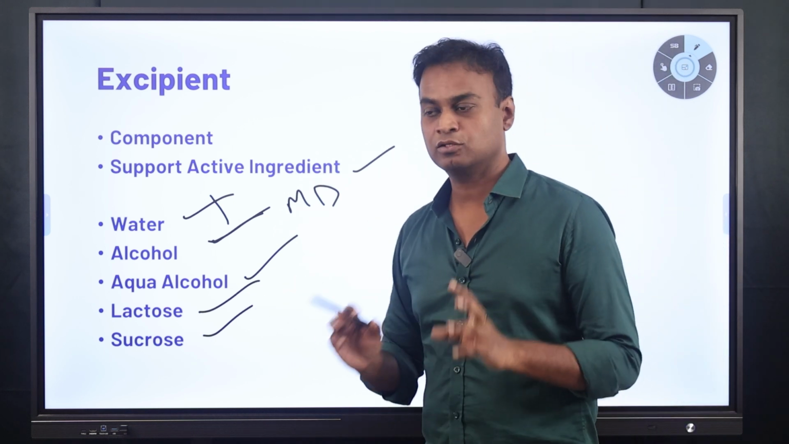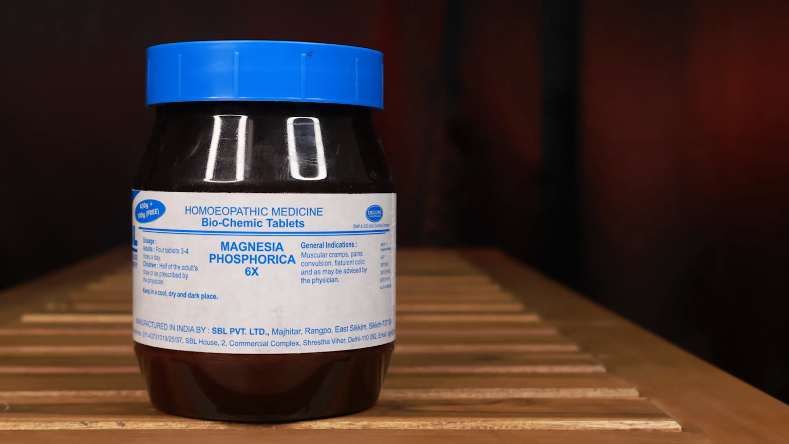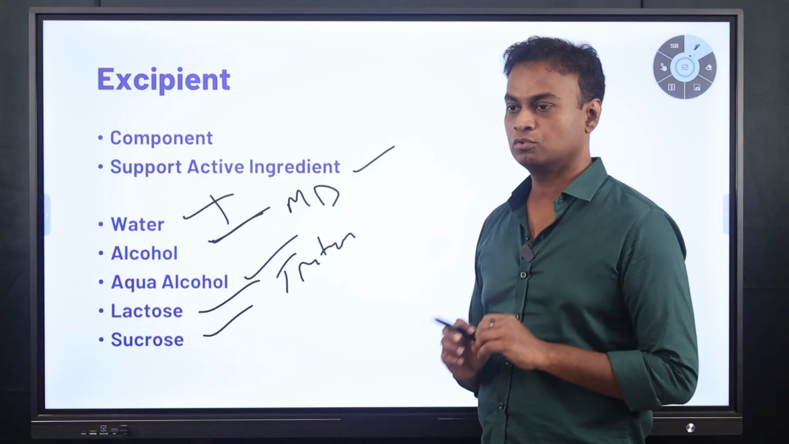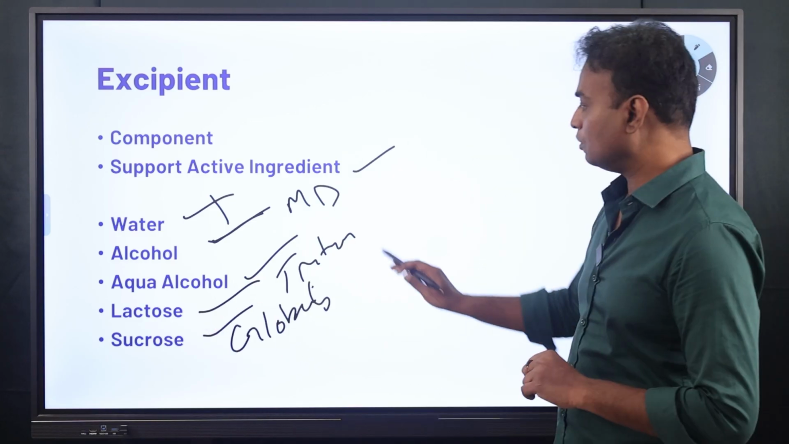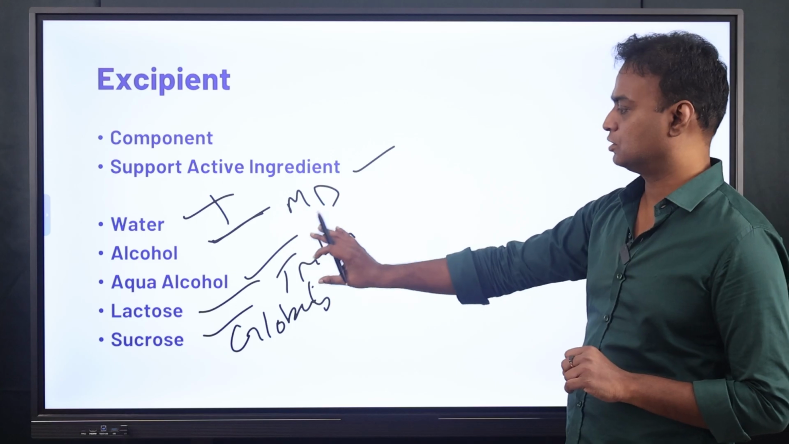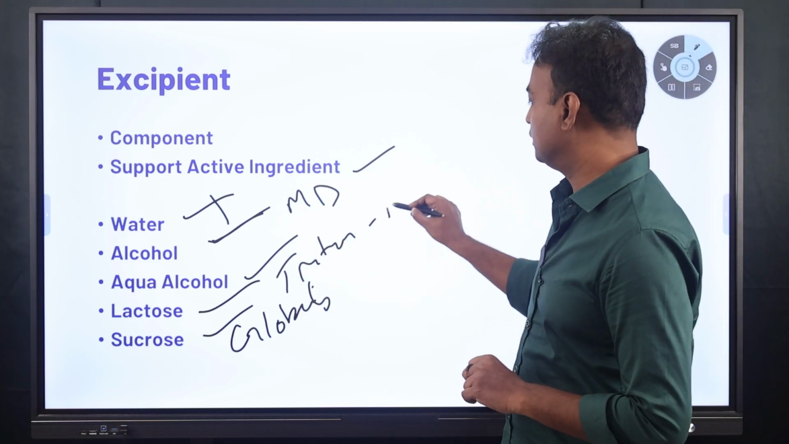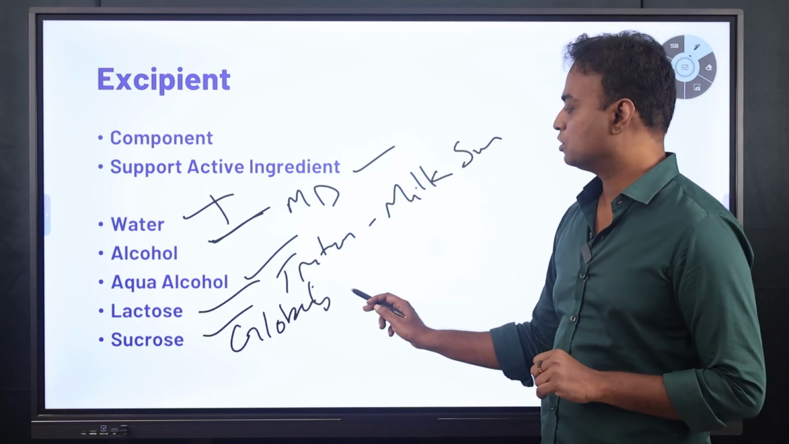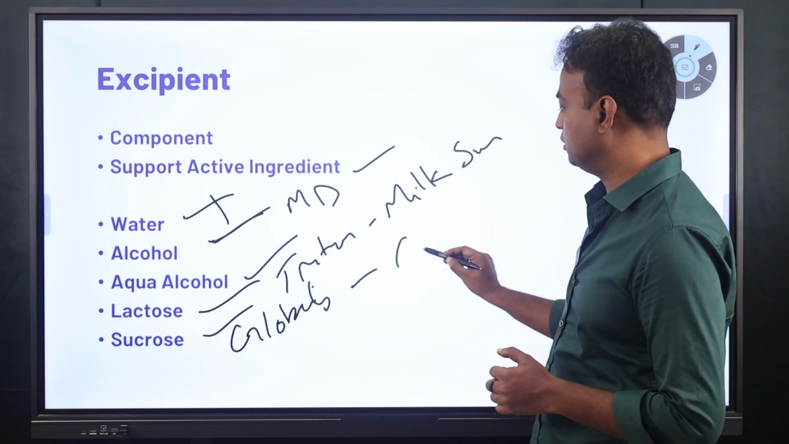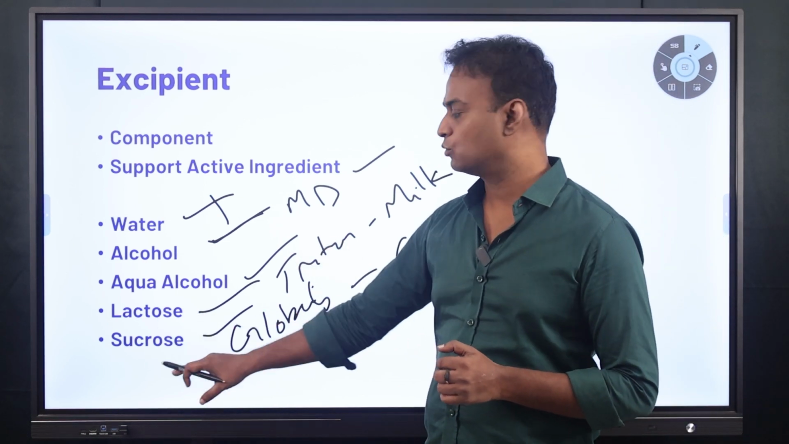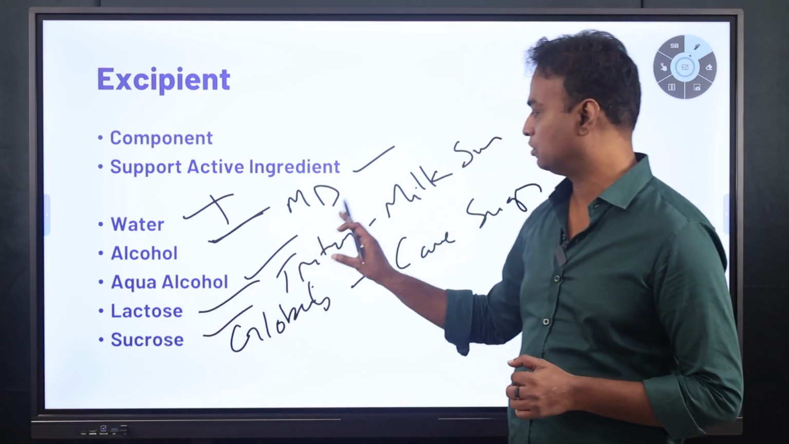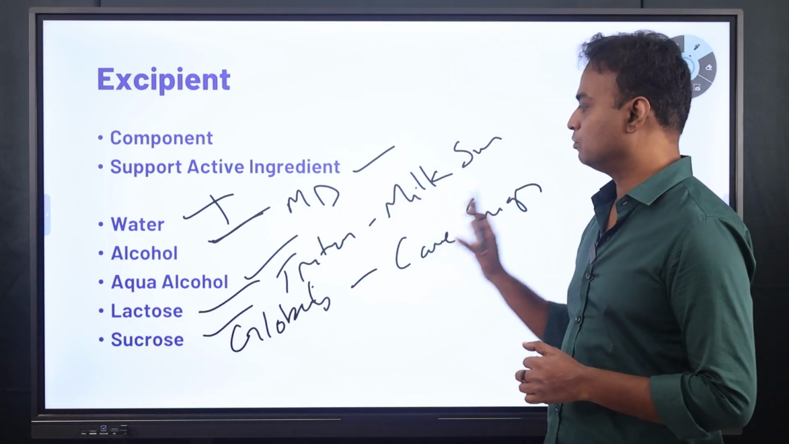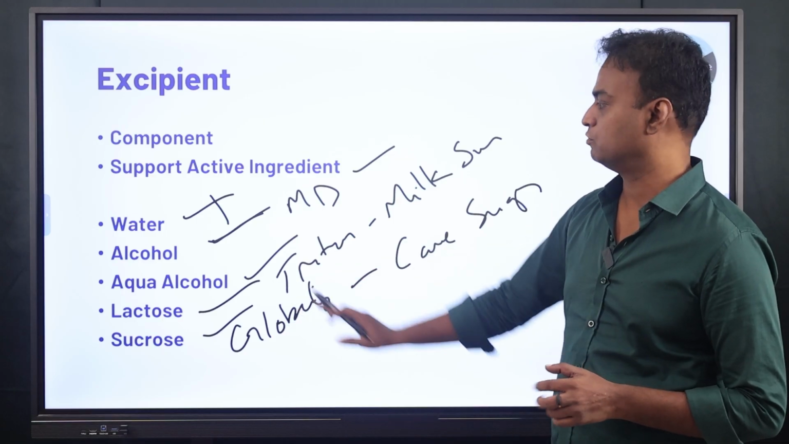Where is lactose present? Lactose is present in trituration tablets. When you take a trituration tablet, it is not that sweet, right? Compared to sucrose. Sucrose is in globules. So the trituration tablet is not that sweet. This lactose is coming from milk, also known as milk sugar. Sucrose is coming from cane sugar. So that's the reason sucrose is sweeter than lactose. The lactose we use in trituration is coming from milk, and the sucrose we use as globules is coming from sugarcane. This is pure sugar. These are two forms of sugar.